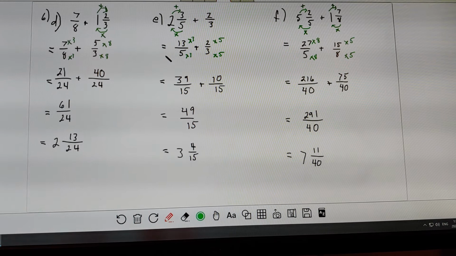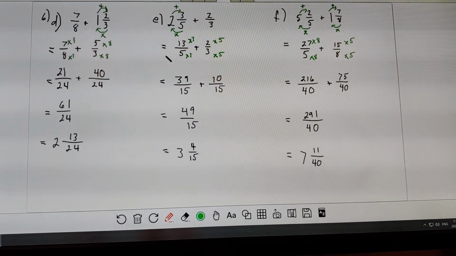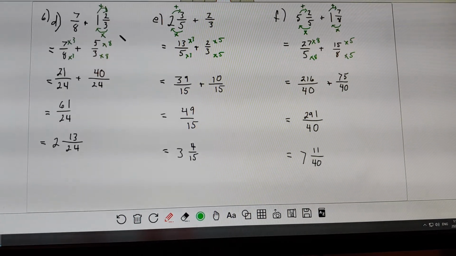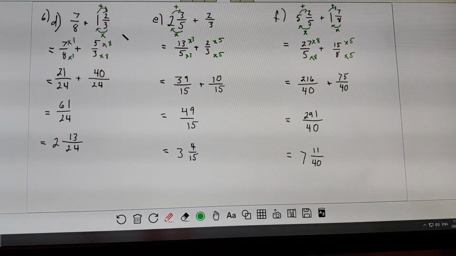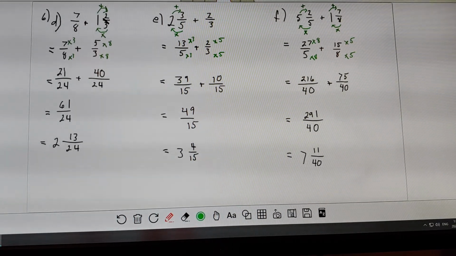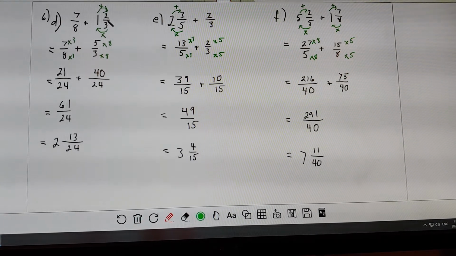Okay, jumping over to 6. They gave us some fractions and whole numbers, fractions and mixed numbers here to work with. So 7 eighths plus 1 2/3. First thing, when you have a mixed number throughout this entire unit, don't deal with it as a mixed number. Please put it as an improper fraction.